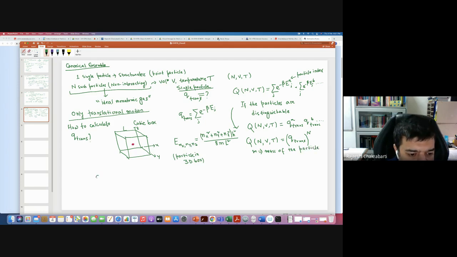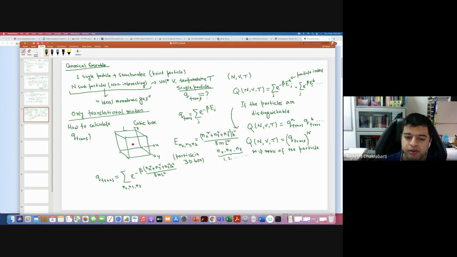So ideally, your translational partition function should be the sum over nx, ny, nz of exponential of minus beta into h square by 8 m L square times nx square plus ny square plus nz square. Of course, you remember that nx, ny, nz vary from 1 to infinity in unity. They're not fractions, of course.